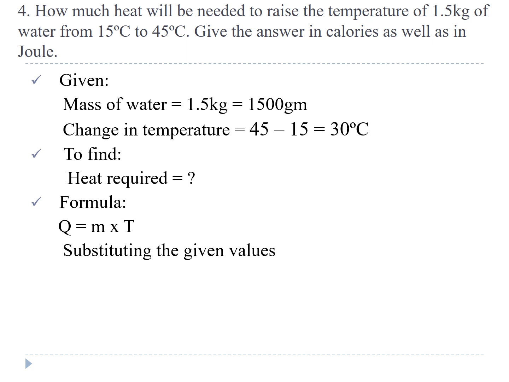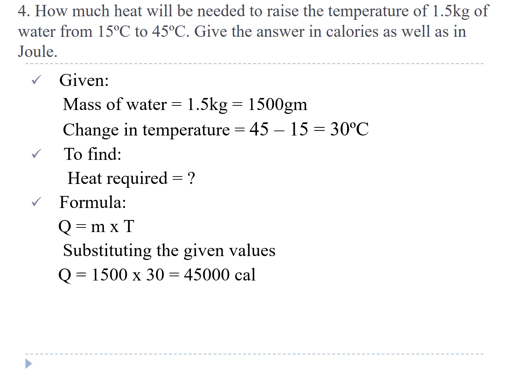Q is equal to, now Q is what we have to find, so Q is equal to, what is M? It is 1500 grams, so 1500 into, what is the temperature change? It is 30. So 1500 into 30, 45,000 cal. Now this is not the final answer. Why this is not the final answer? Because they have mentioned give the answer in calories as well as in joules.